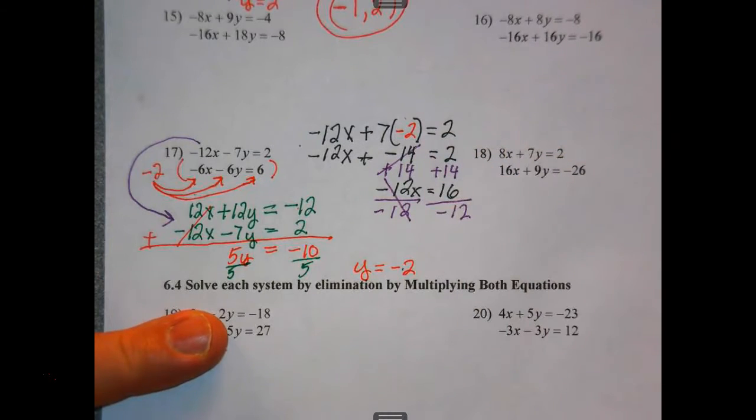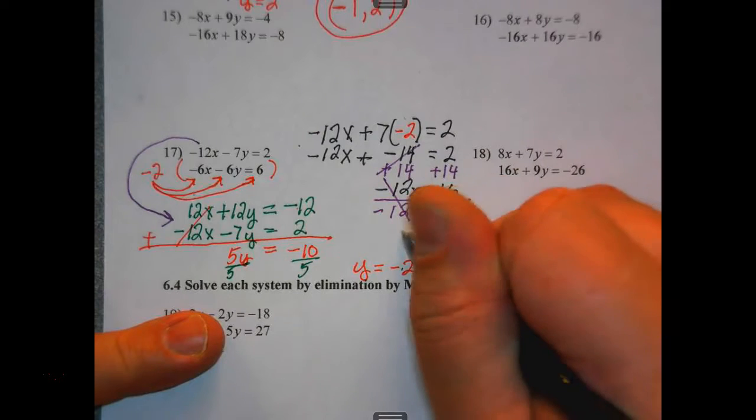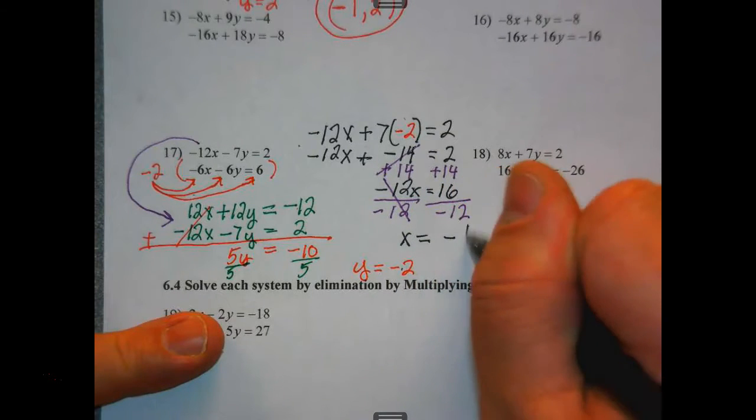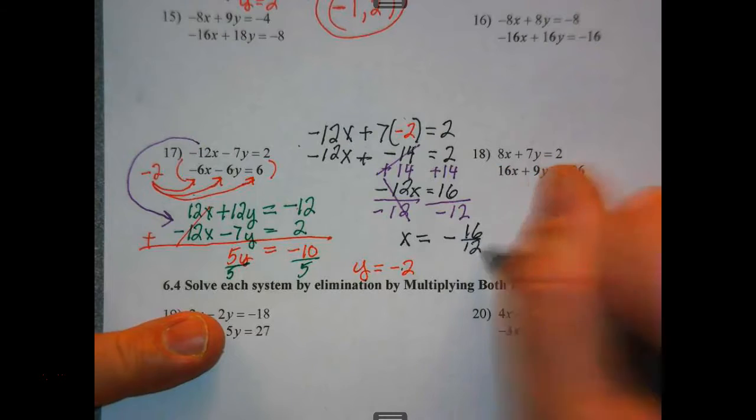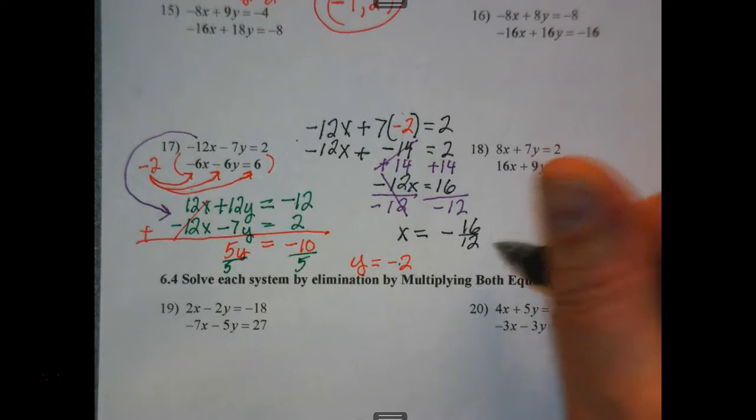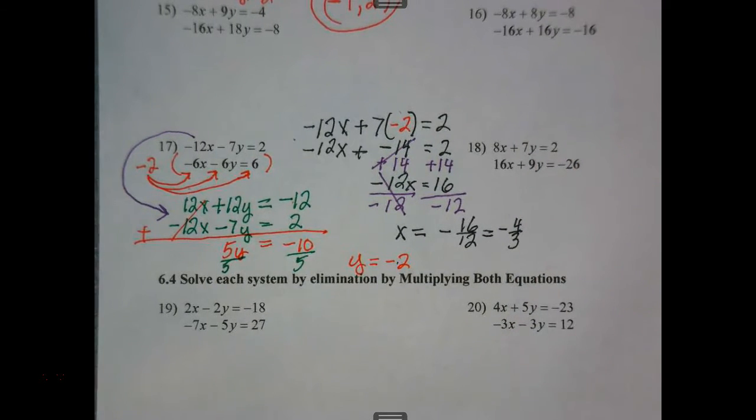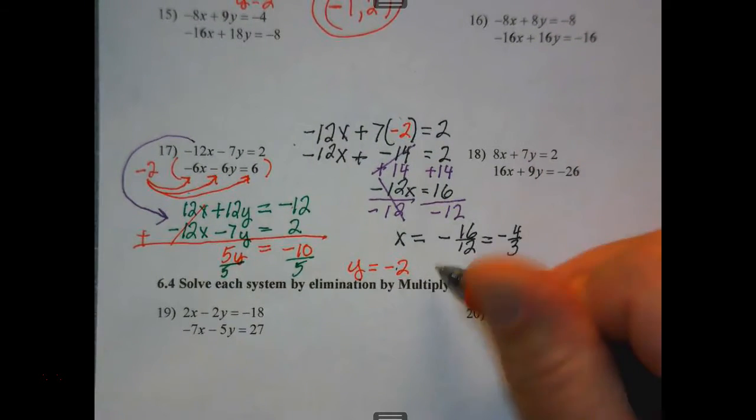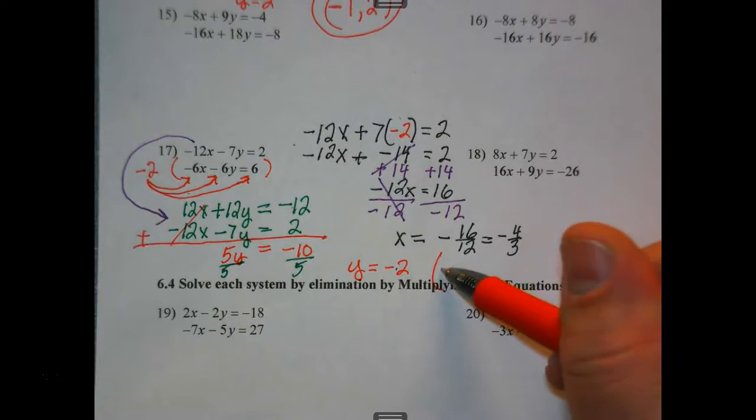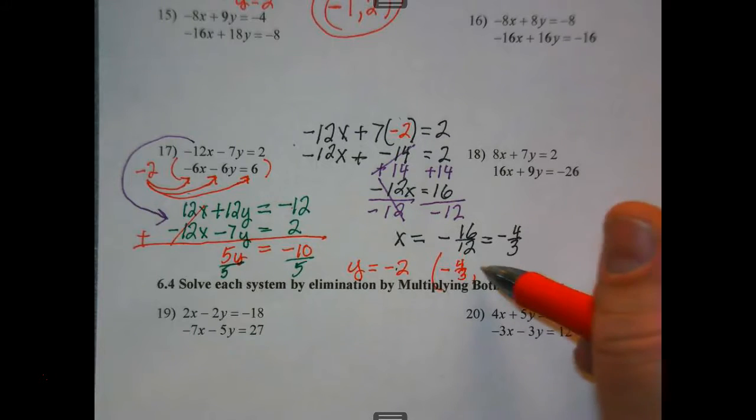I'm going to get a fraction here, see. x is going to equal negative 16/12. You put that in your calculator, hit math, enter, enter, you're going to get 4/3, right? Negative 4/3. So my answer here, x is negative 4/3, and y is negative 2.